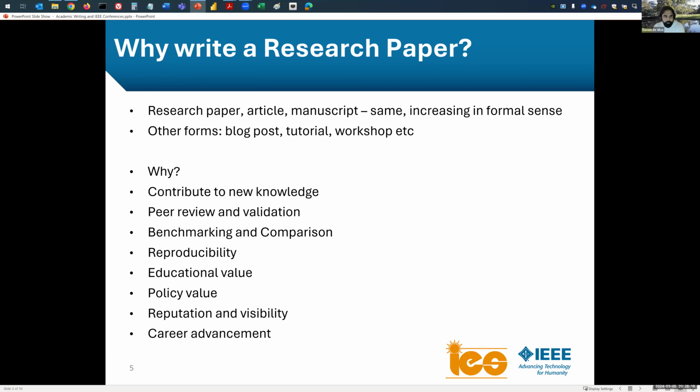Firstly, to contribute new knowledge. And this is the reason why we decided to do research in the first place, and not to build a software application for financial reasons, or to conduct an exploratory study of different tools. So our main goal is to contribute new knowledge, and that's why we are doing research, and that's why we have to write it as a paper.